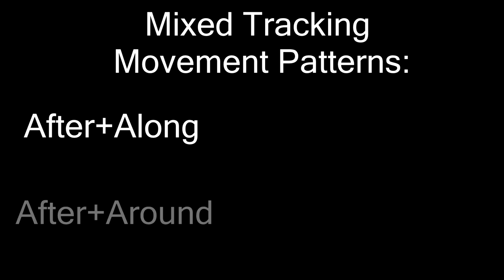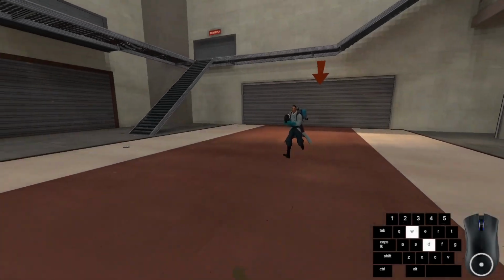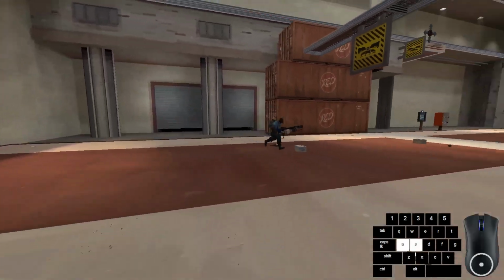Now I'll be covering movement patterns that are mixed. I'll start with the mixed tracking movement patterns. There are only 4 mixed tracking movement patterns, and they are after along, after around, away along, and away around. So basically the enemy tracks you while holding W with the strafe key or S with the strafe key.